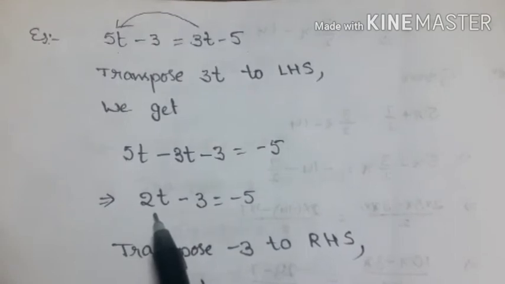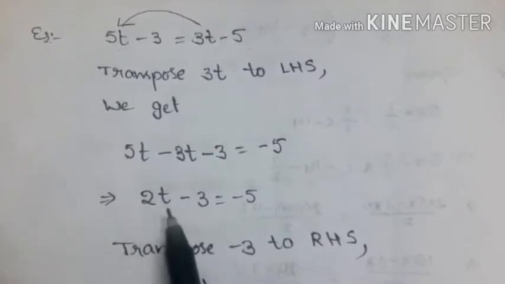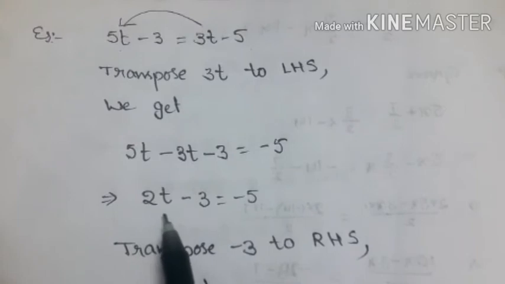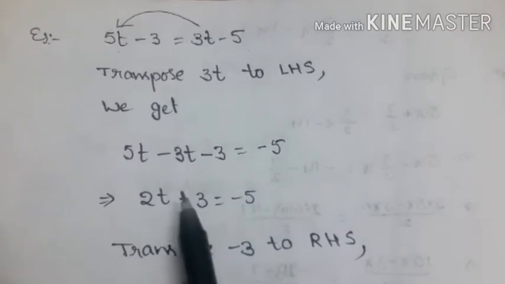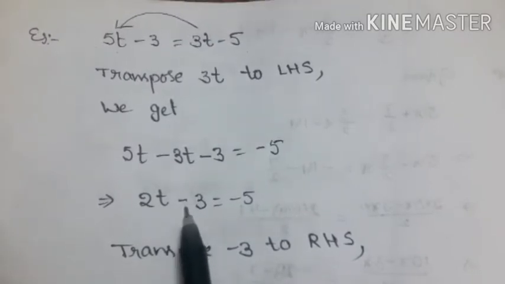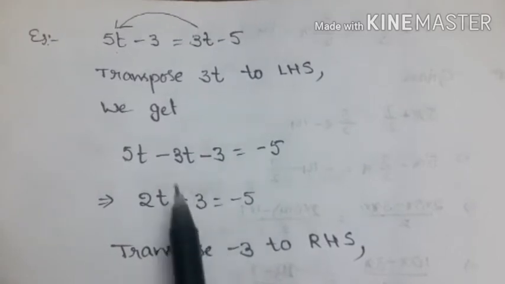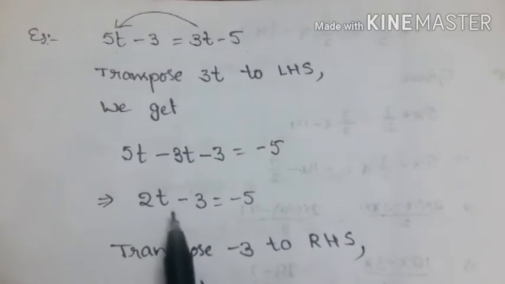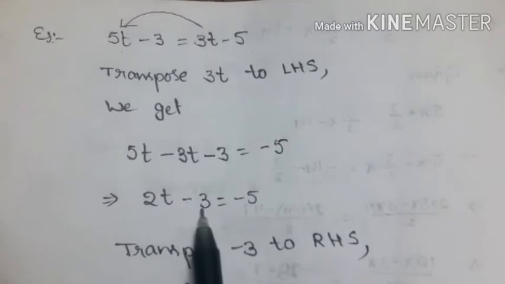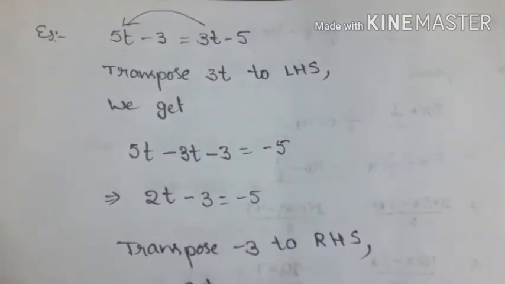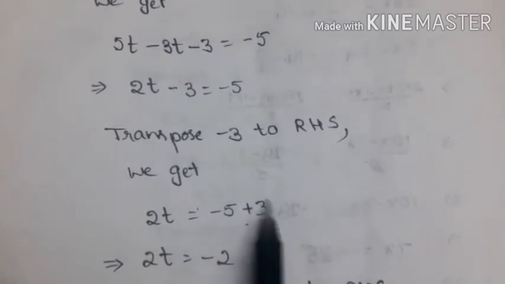A linear equation, also having one variable, and it is in the left hand side only. Did you get? Yes. Now transpose minus 3 from where it is? It is in LHS. So we have to transpose minus 3 to RHS. Then 2t is equal to minus 5. Minus 3 becomes plus 3.